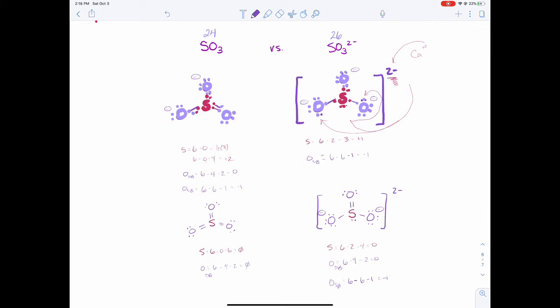Now go determine the formal charges of the last 3 molecules on your worksheet. Change the bonding if needed.